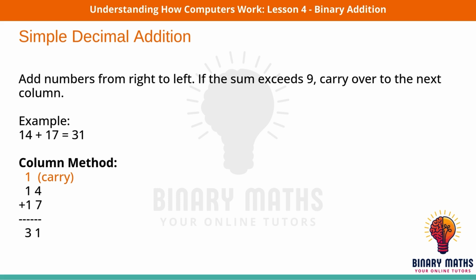First, we add the units. 4 plus 7, which will equal 11. We write down 1 and carry 1 over to the left. Next, we add the tens. 1 plus 1, and then the 1 that we carried over, so this will now equal 3. So 14 plus 17 equals 31.